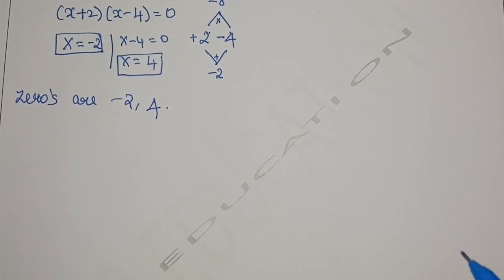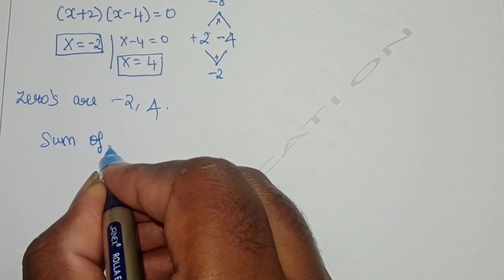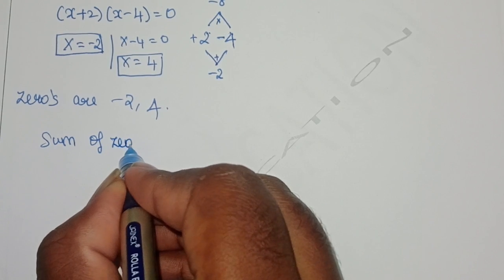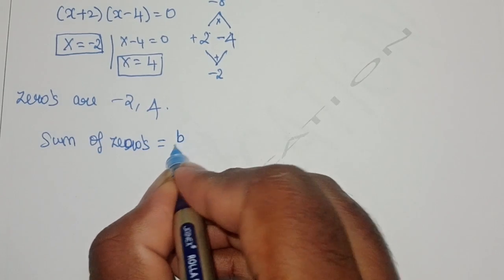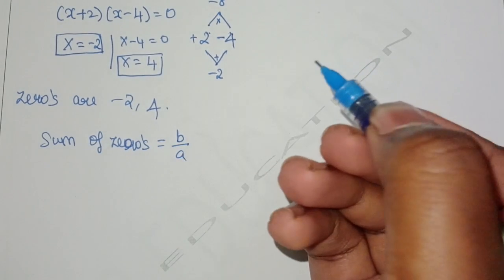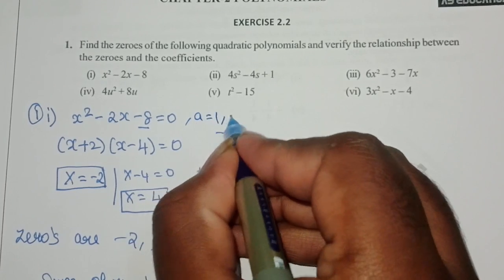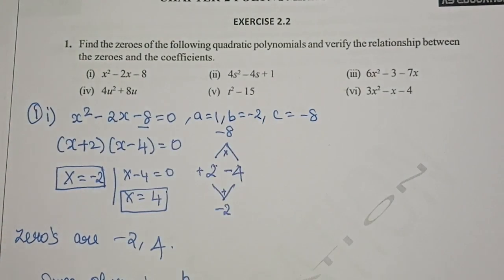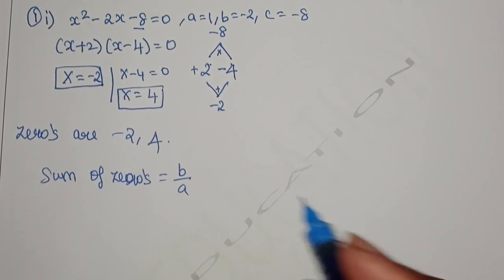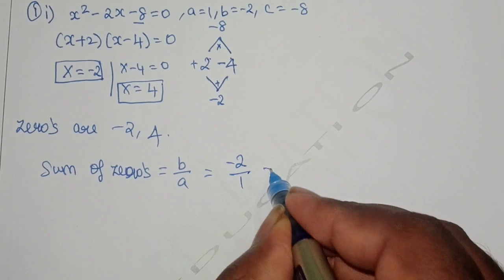Next, to verify the relationship. Sum of zeros is equal to minus b by a, formula. First we need to write a, b, c. A is equal to 1, b is equal to minus 2, c is equal to minus 8. Therefore minus b by a is equal to minus of minus 2 by 1, which is 2.